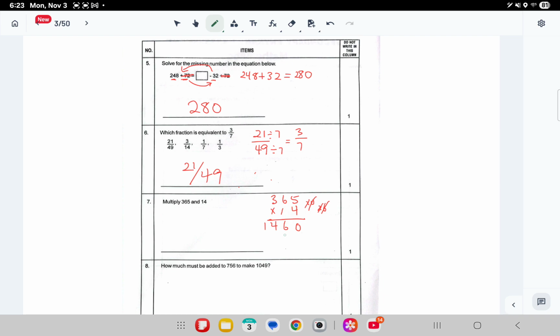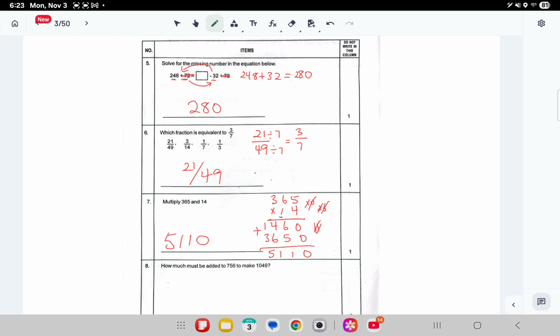So we say 5 multiplied by 1 is 5. We put that in the tens column because we multiply by the tens digit. 1 multiplied by 6 is 6. And 3 multiplied by 1 is 3. And we add. So we got 5,110.